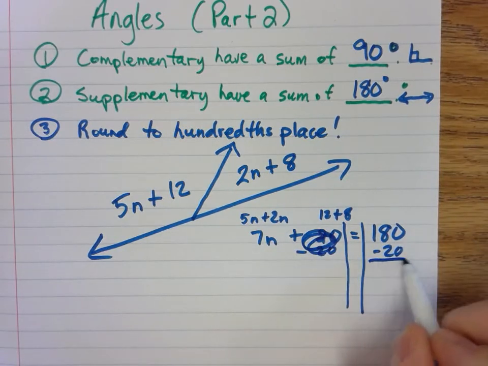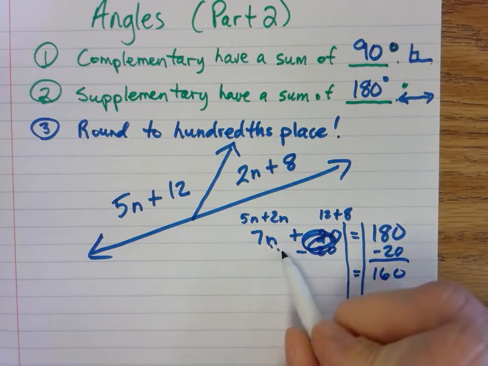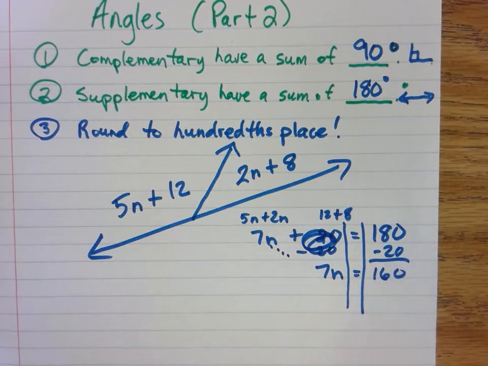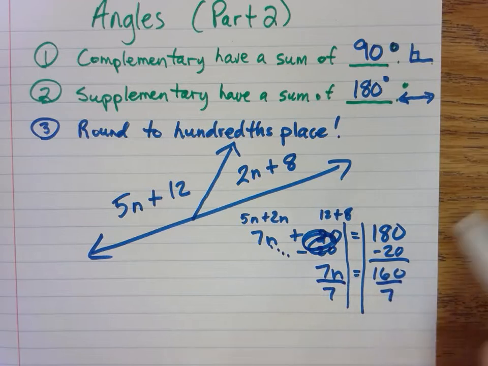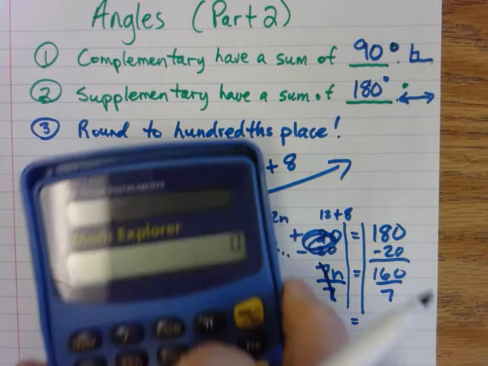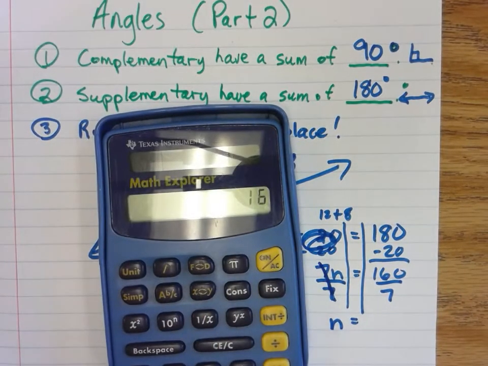And of course, 180 minus 20 is 160. Then we just track the little 7n down here. And then, of course, the opposite of multiplying is dividing. So we're going to divide by 7. 7 divided by 7, of course, is 1. Now I got to do 160 divided by 7. I'm not going to make you work that out on paper. You can just do that on the calculator.